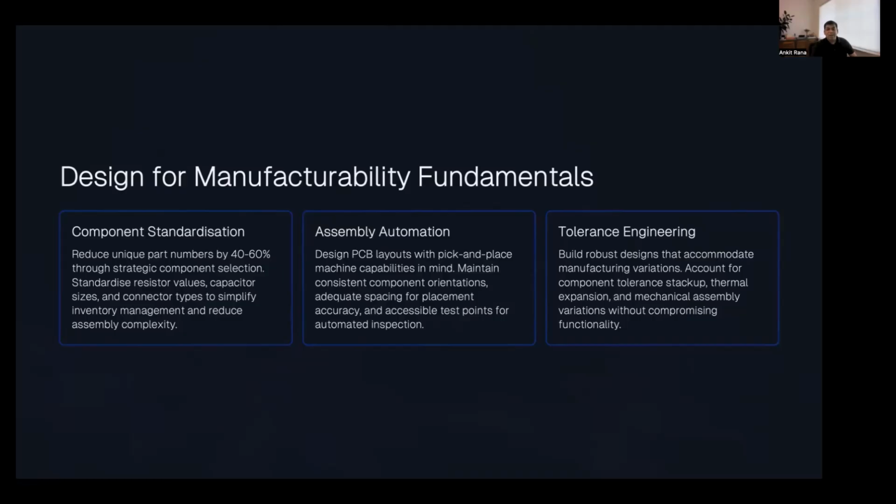And the third is tolerance engineering. Build robustness into your design. Account for manufacturing variations, thermal expansion, and tolerance stackups so that every unit, not just the first, works reliably. These fundamentals are like preventive medicine. A little upfront effort avoids big mistakes later.